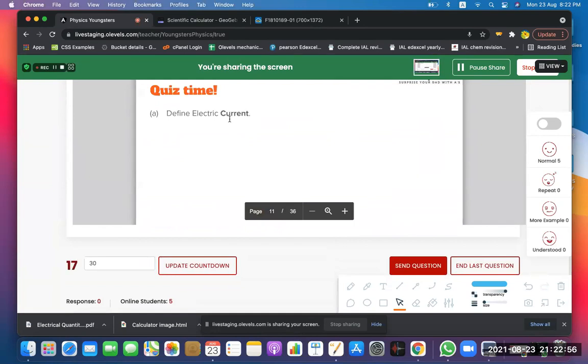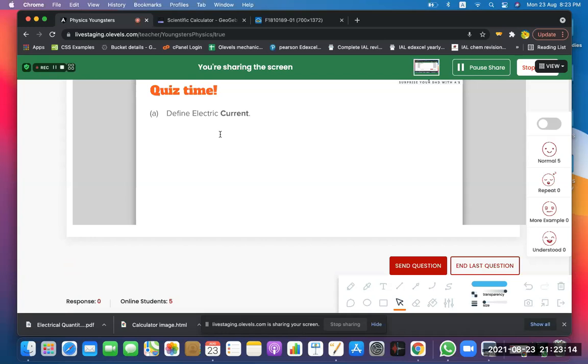Define electric current. Define means what is electric current? You have to write what is electric current. And I just told what is electric current. Electric current is the flow of dash. Define electric current, everyone. I've given you the hint. I just told, electric current is a flow of, oh, sorry, I'm telling the answer. You have to do it yourself. Quickly answer, everyone. I have to end the question soon.